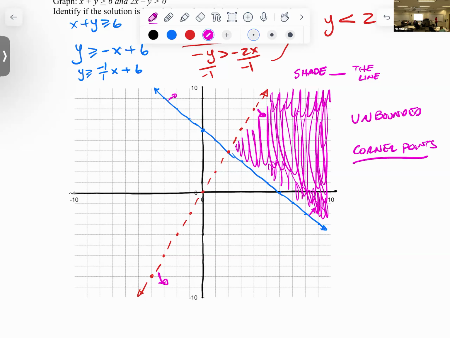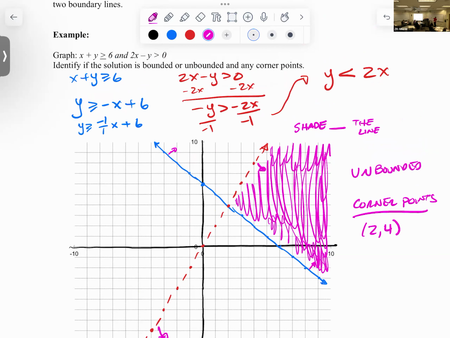The other thing we want to identify are the corner points. Now, this happens to be a nice one. What is the intersection point of these two lines? 2, 4. If you didn't draw a good enough graph, what could you do? Solve it algebraically. Never hurts to do that, but we have a pretty nice graph, and I can clearly see the intersection point is 2, 4. Are there any other corners? No. Two lines intersect at a single point. That is the only corner point, and it is unbounded, it goes forever.